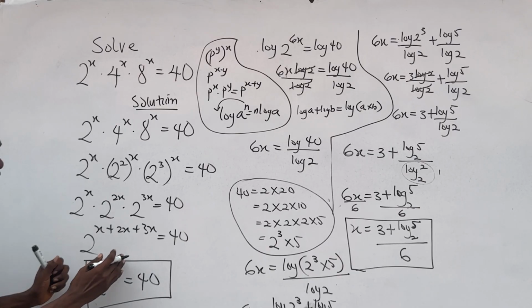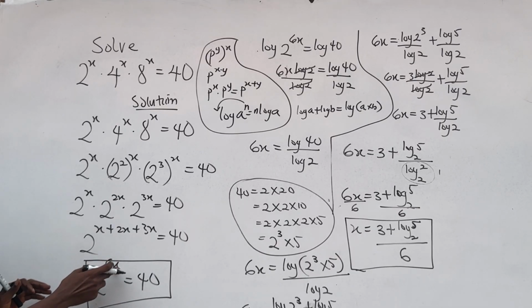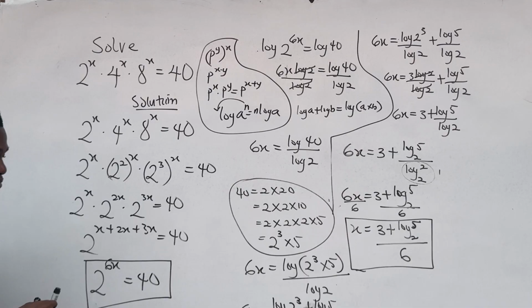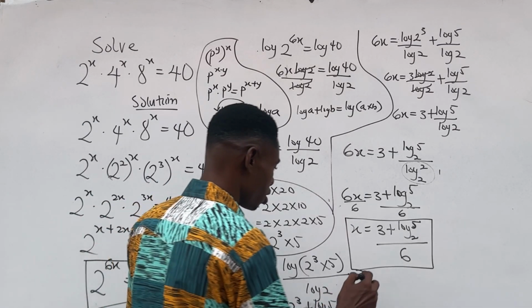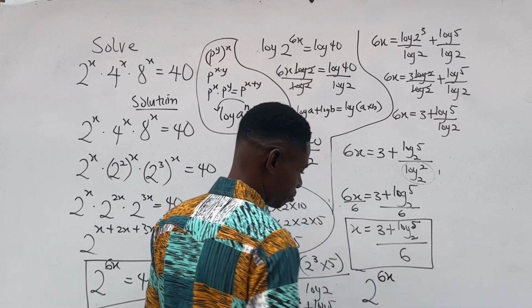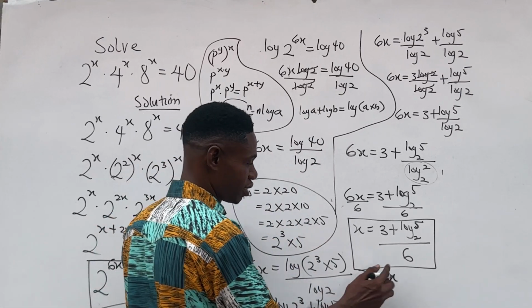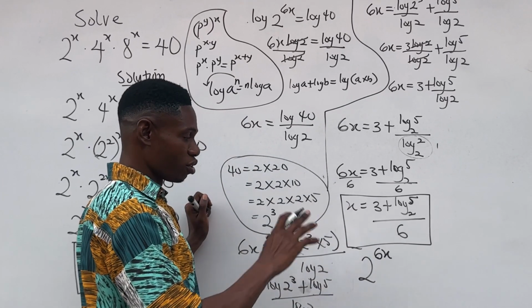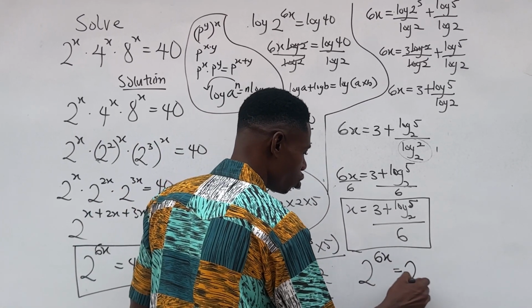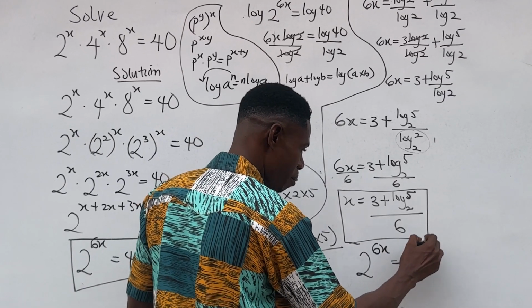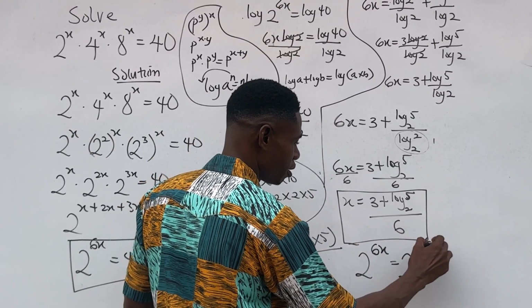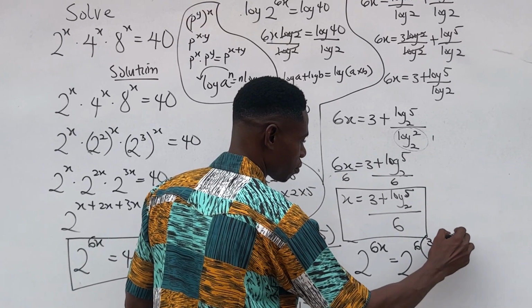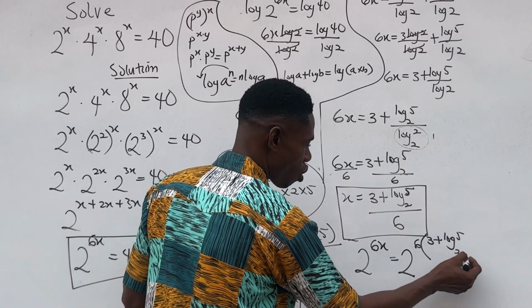And then we'll solve the left hand side. If we replace x with the value we got here and the answer becomes 40, it means that what we have solved is correct. So let's do that quickly. What we have is 2 raised to the power 6x. Now we want to replace our x and see if it will give us a 40. So this will give us 2 raised to the power 6 multiplied by our x, which is now 3 plus log 5 base 2 all over 6.